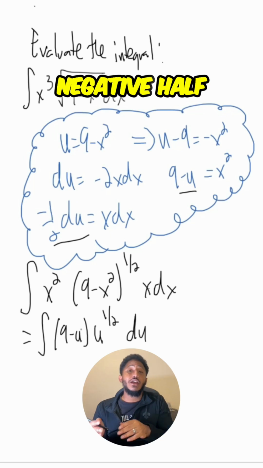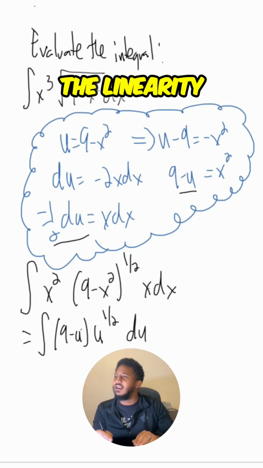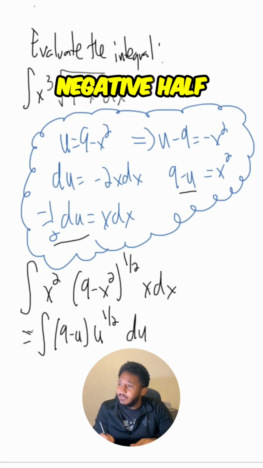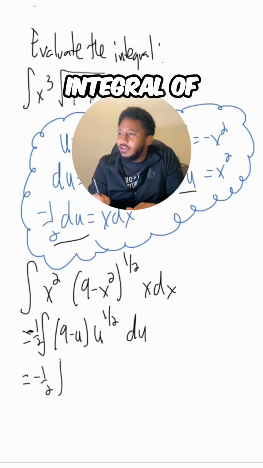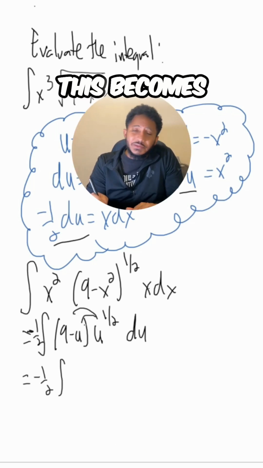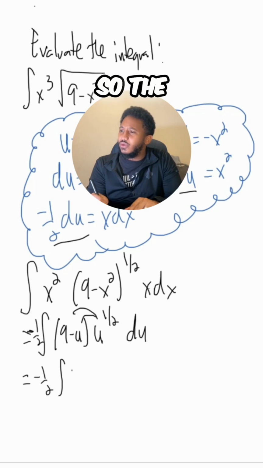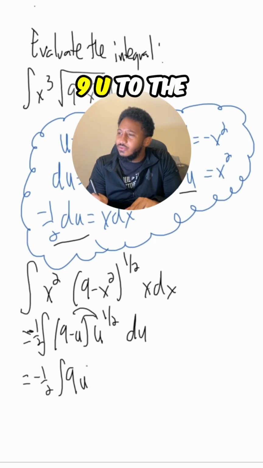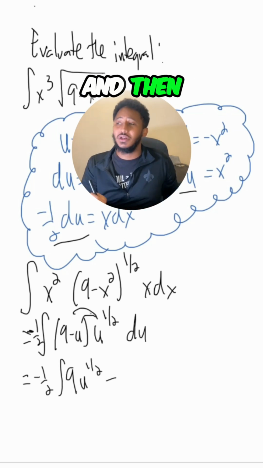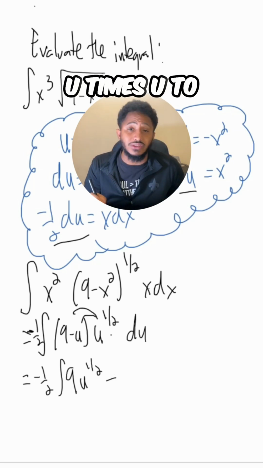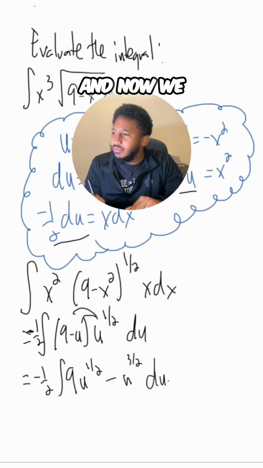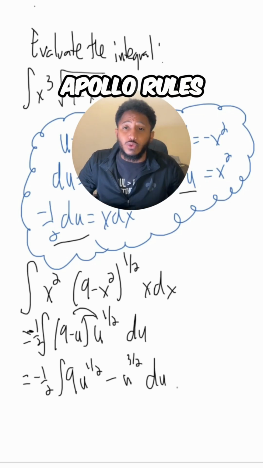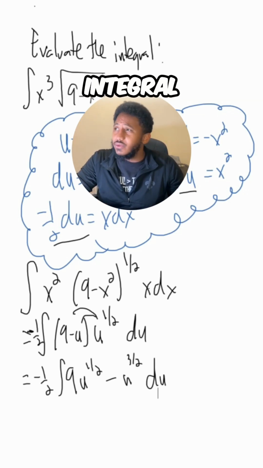The negative half we can pull out in front because of the linearity of the integral. So this gives us negative half times the integral of this u to the half. We can kind of distribute. This becomes a little easier to integrate, right? So the integral of 9 u to the half minus, and then u times u to the half, we add those exponents, right? So that gives us u to the 3 halves du. And now we integrate. And these are just power rules from there. Okay, so it's a lot easier integral to integrate.